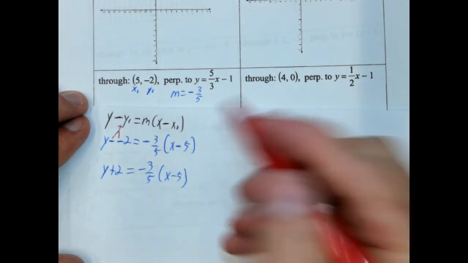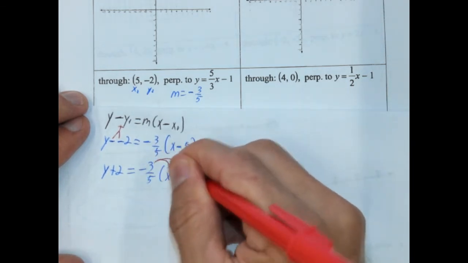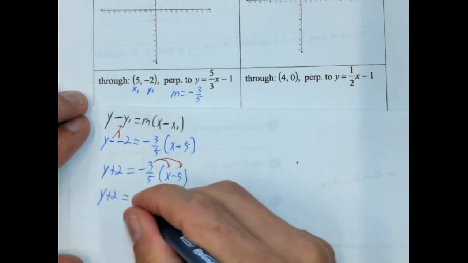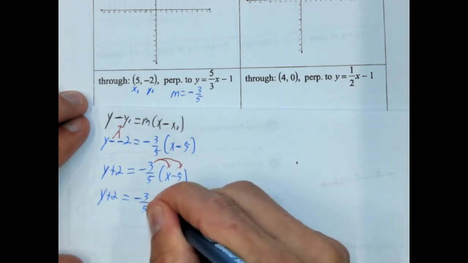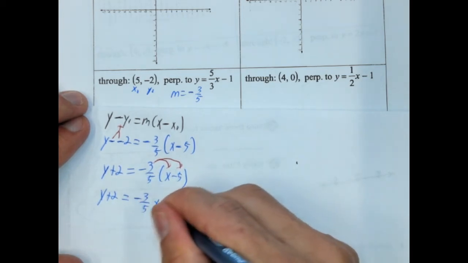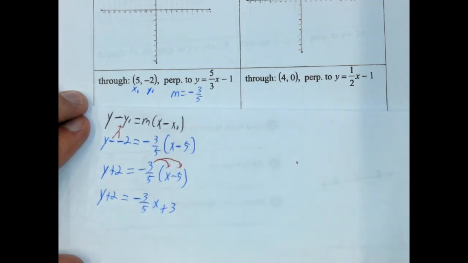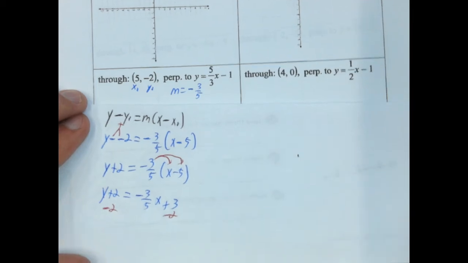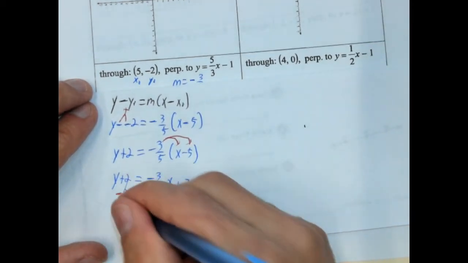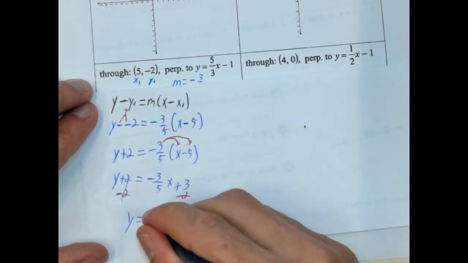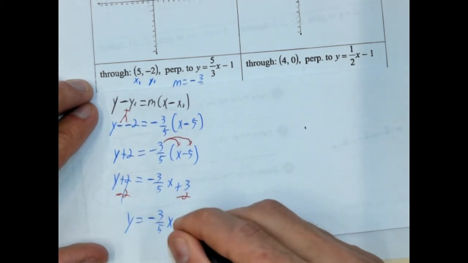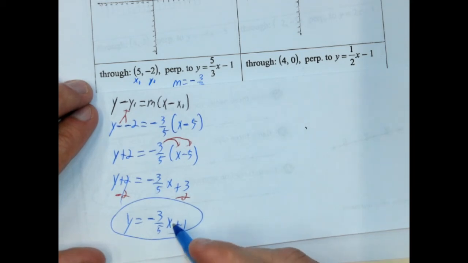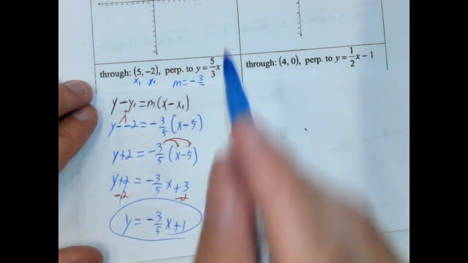The next step is going to be to distribute this negative 3/5. So y plus 2 equals negative 3/5 x. Let's see, negative times negative is a positive. The 5s will cancel, so plus 3. Okay. And then we're going to subtract 2 from both sides. And we're going to get y equals negative 3/5 x plus 1. And that's it. So that would be the equation of the line that's parallel to that. Not parallel, sorry, perpendicular to that.